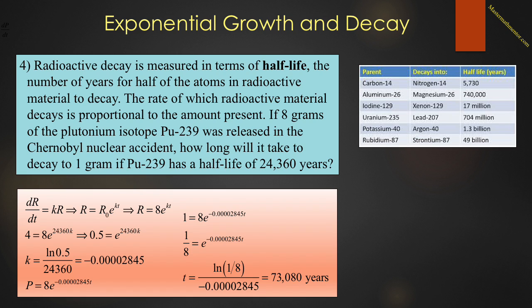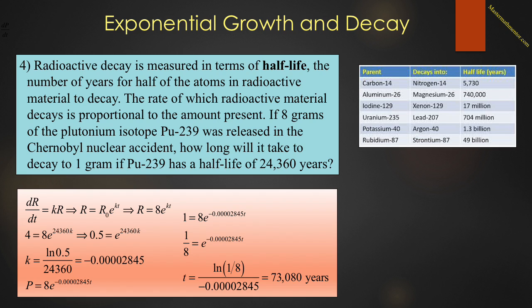Let R be the amount of the radioactive plutonium Pu-239. We say the magic words in the problem. The rate at which the radioactive material decays is proportional to the amount present, and that signals dR/dt = kR, or R = R0 e^(kt), and we know that R0 is equal to 8. So our solution to the DEQ is R = 8e^(kt).